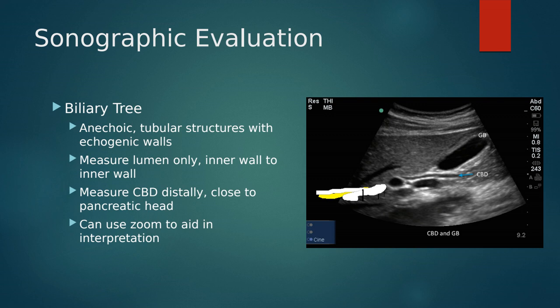We want to measure the common bile duct distally, so we want to see it a little bit further away from the porta hepatis if possible, closer to the pancreatic head. And then we can use zoom to help us with our measurements, zoom to help us identify it. So we're really using that to our benefit. Now, if I were to measure this picture here, I would want to do so like such, right? Only measuring the inner anechoic lumen of that duct.